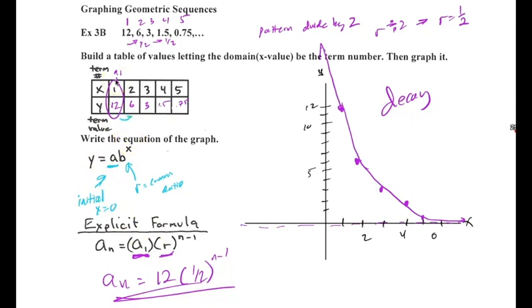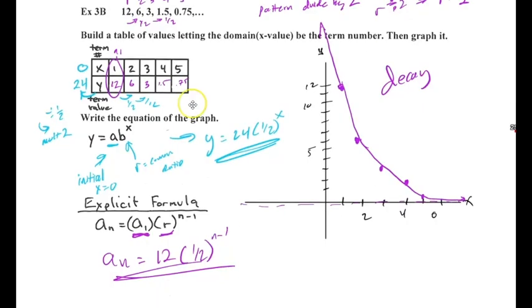If we're multiplying by 1/2 to get to the next term, to go backwards to find our 0th term, we have to divide by 1/2, also known as multiplying by 2. Half of what gets me 12? Half of 12 gets me 6, half of 6 gets me 3, so half of what gets me 12 would be 24. So that's my a. My equation here is going to be y equals 24 times 1/2 to the x. That's our exponential graph. Okay, moving on.